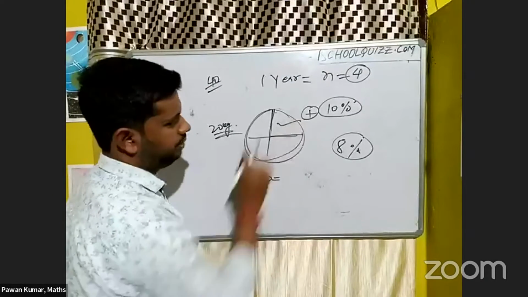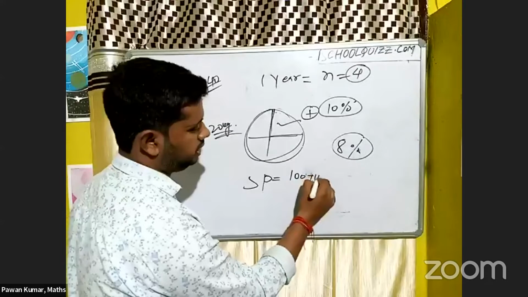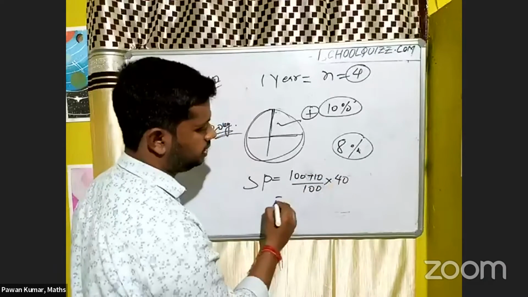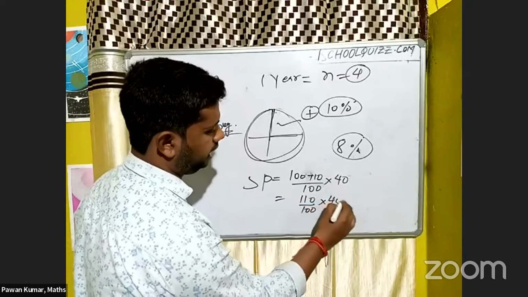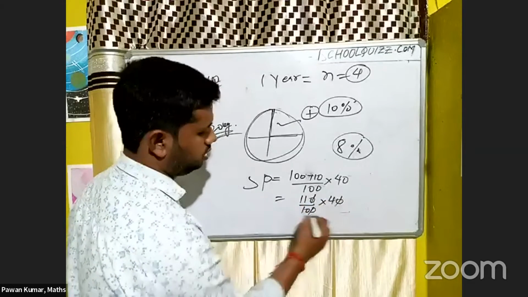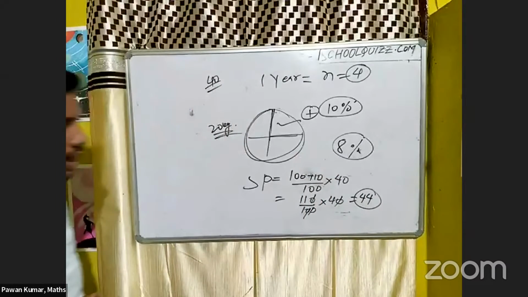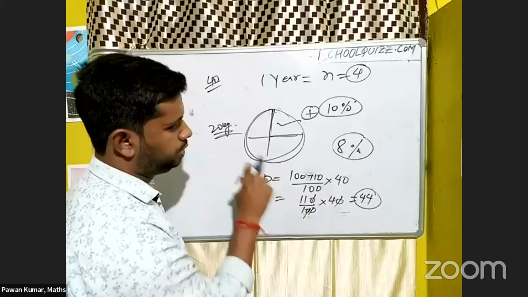See, the selling price: they are selling at a 10% gain. So simply, 100 plus 10% by 100 into the cost price, which is 40 rupees. So 110 by 100 into 40. So simply, 44 rupees they have to sell at. Correct? They sell at 44 rupees per kg.